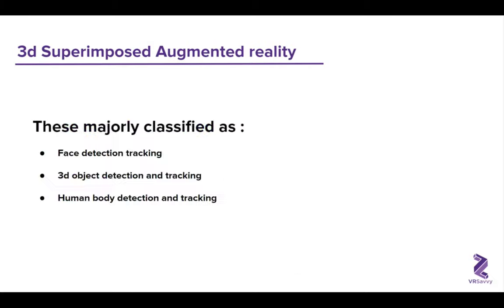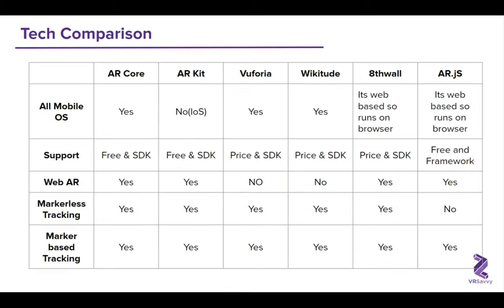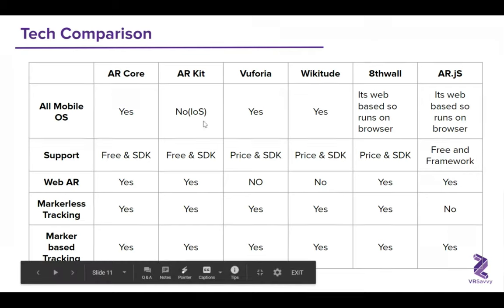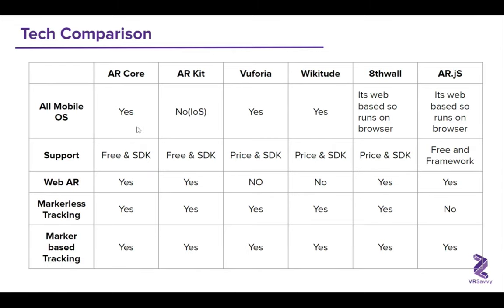Market base is also available, so we will be discussing that. I have put it up as a table column. For example, if your application wants to work on the majority of the phones available across the market, and you choose the platform based on that aspect, then you can go along with this. For example, ARCore works on almost all OS, even iOS. ARKit works only on iOS. Vuforia works on almost all mobile OS. Wikitude, almost all mobile OS. 8th Wall runs on the web, so if you have a compatible, latest web browser with AR enabled, it will work fine. AR.js also works in the same way.